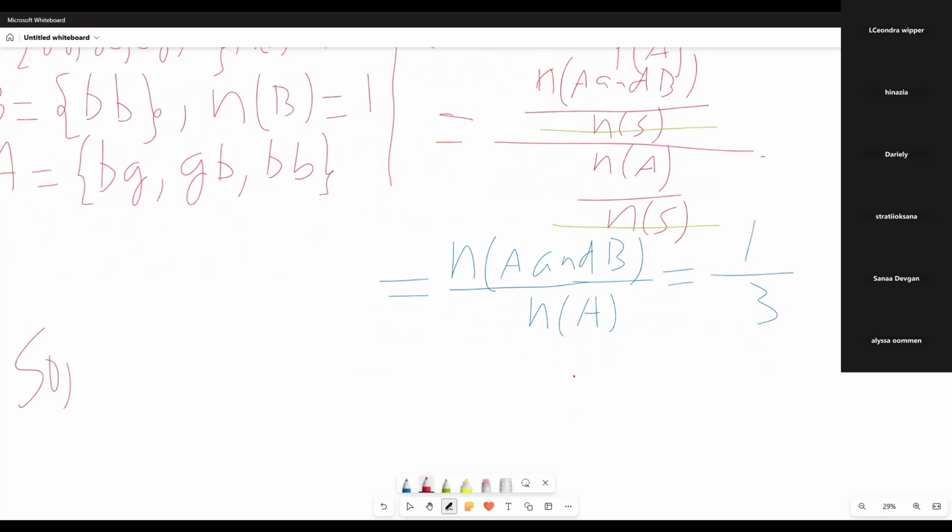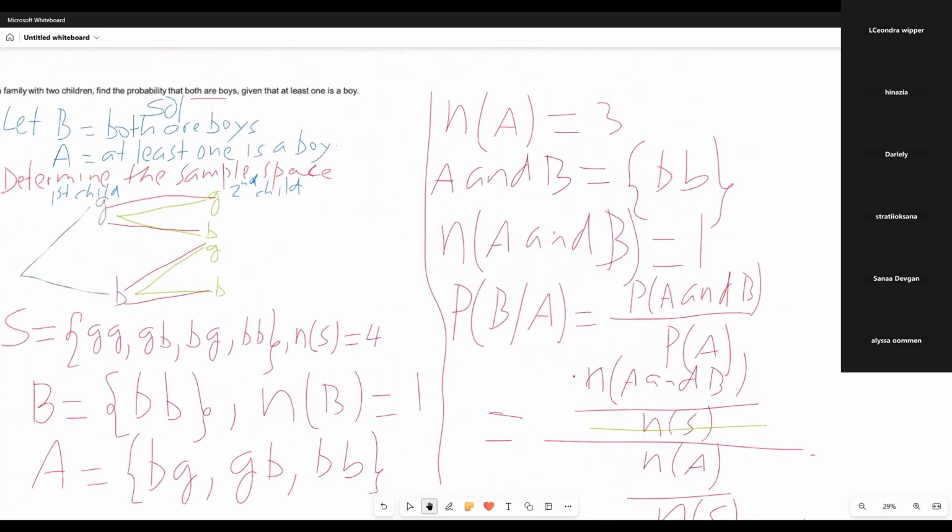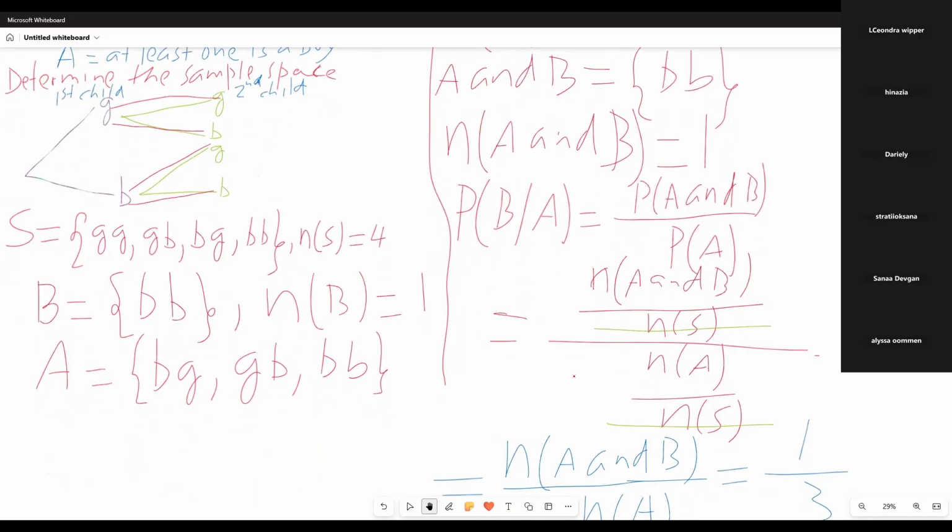Wait, why is N of A and B 1? You see it? Could you explain it? Okay, sure. Look at this set here and this one here, right? You can observe they have BB in common. Can you see that? Yes. So that's why it's 1. Okay. Thank you. Welcome.